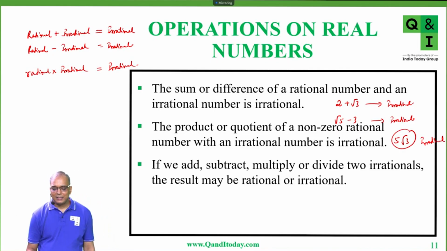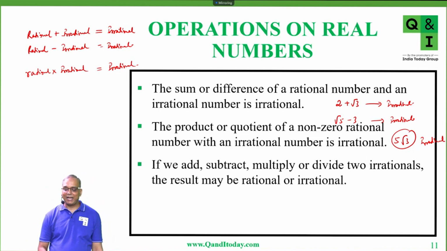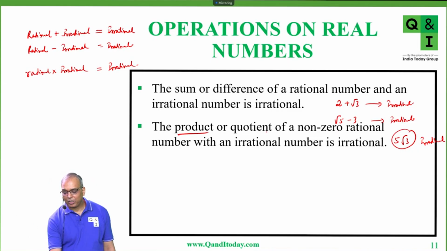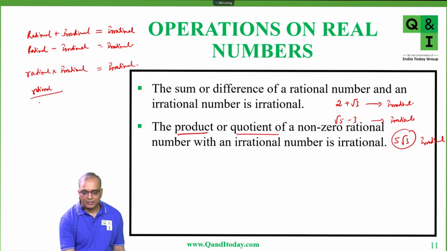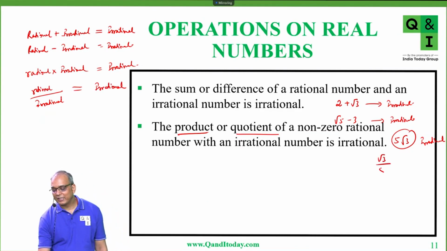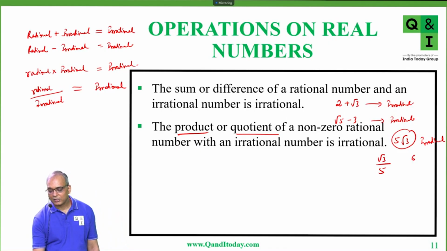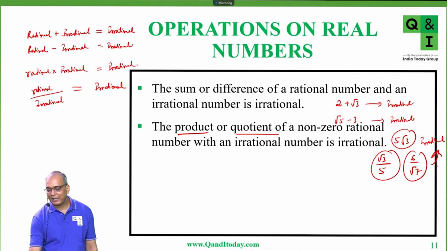Third one is if we add, subtract, multiply or divide. So before we go to this, when we say product, we have already seen the quotient. Quotient means rational divided by irrational is always irrational. So if we have root 3 divided by 5 or 6 divided by root 7, these are all irrational numbers. Clear?